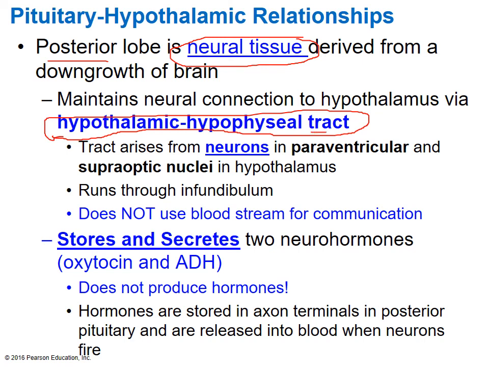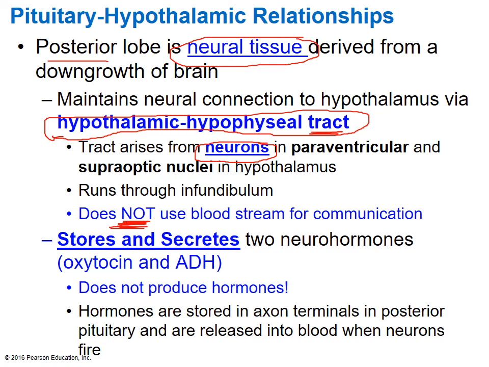And the tract part indicates the fact that we're using our neurons. So we are not going to be using the bloodstream to communicate between the hypothalamus and the posterior pituitary gland. We're simply going to be using our neurons and glial cells because they are the same cell types that make up both locations.